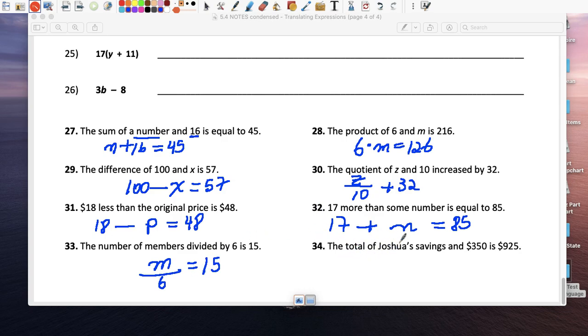The total is addition. What are we adding? We're adding Joshua's savings. So let's call it Joshua plus 350 equals 925. I think that's it.